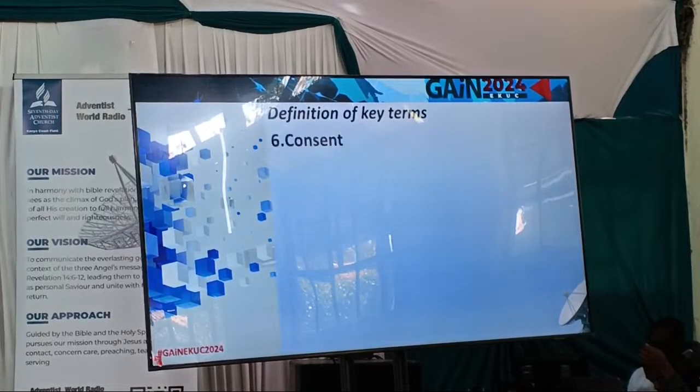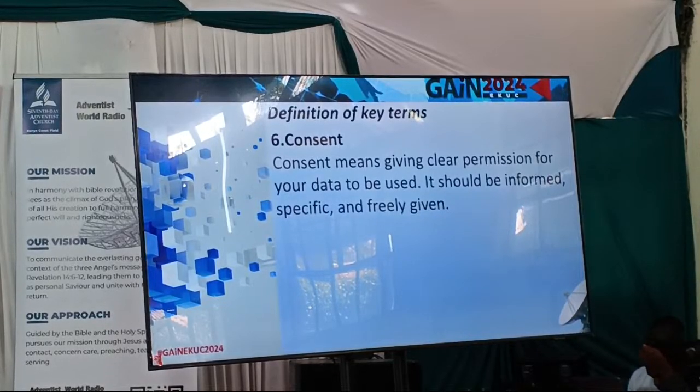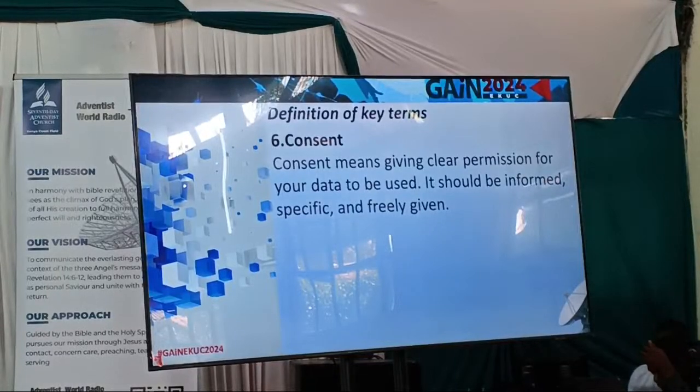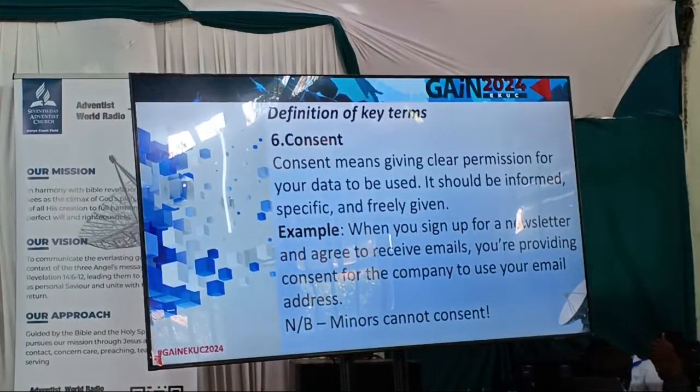The last term that you're going to look at here is consent. Anytime we talk about data privacy and protection, the issue of consent has to be very clear. Consent is the explicit instruction of somebody giving the free will for you to have their data and process it for a determined purpose. Consent means giving clear permission for your data to be used. It should be informed, specific, and freely given. Somebody should not be coerced.